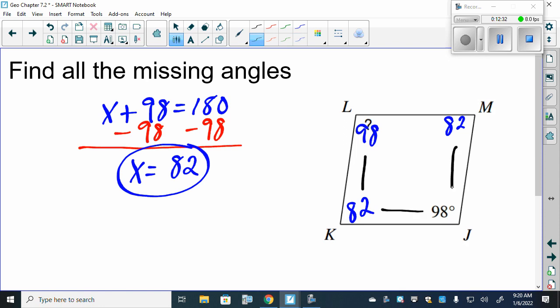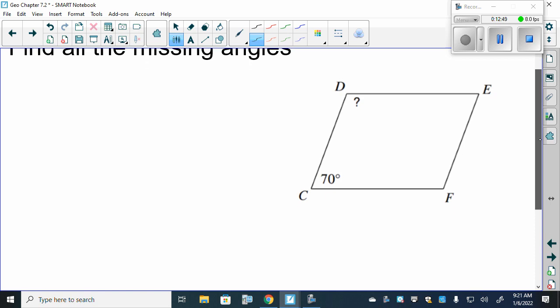Question. What would I get if I added these four angles together? 360, because for any four-sided figure, the sum of its interior angles is going to be 360 degrees. Let's look at this one here. This one here will be the last one we do of this type, and then we'll move on to something that looks a little different.